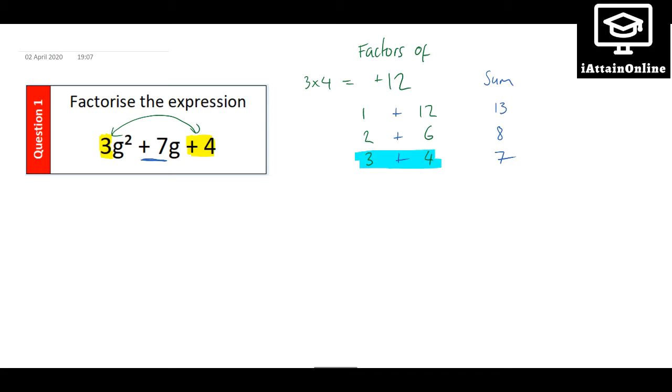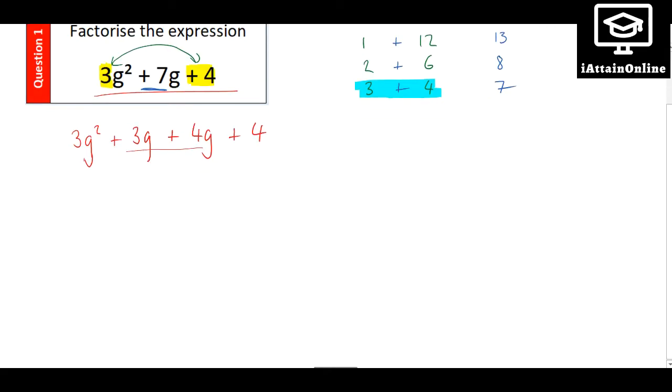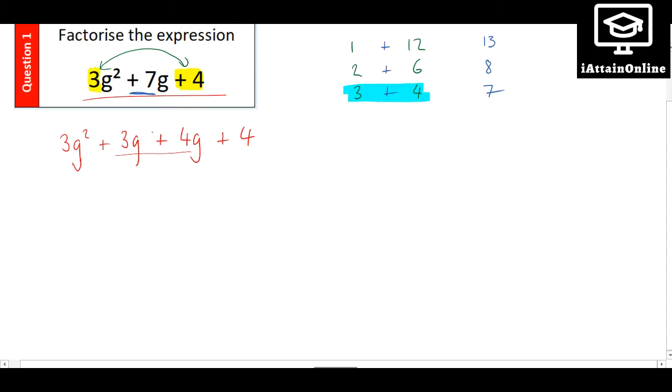Now that doesn't give us our final answer yet, it doesn't give us our brackets. What we're going to do is rewrite this whole expression, 3g squared plus 7g plus 4, but instead of 7g, I'm going to break it down so that it's plus 3 and plus 4, lots of g. So 3g squared plus 3g plus 4g and then plus 4. It doesn't matter which way around you put this. You could put plus 4g plus 3g. It really doesn't matter because when you come to factorise it in a second, that will take account of that.